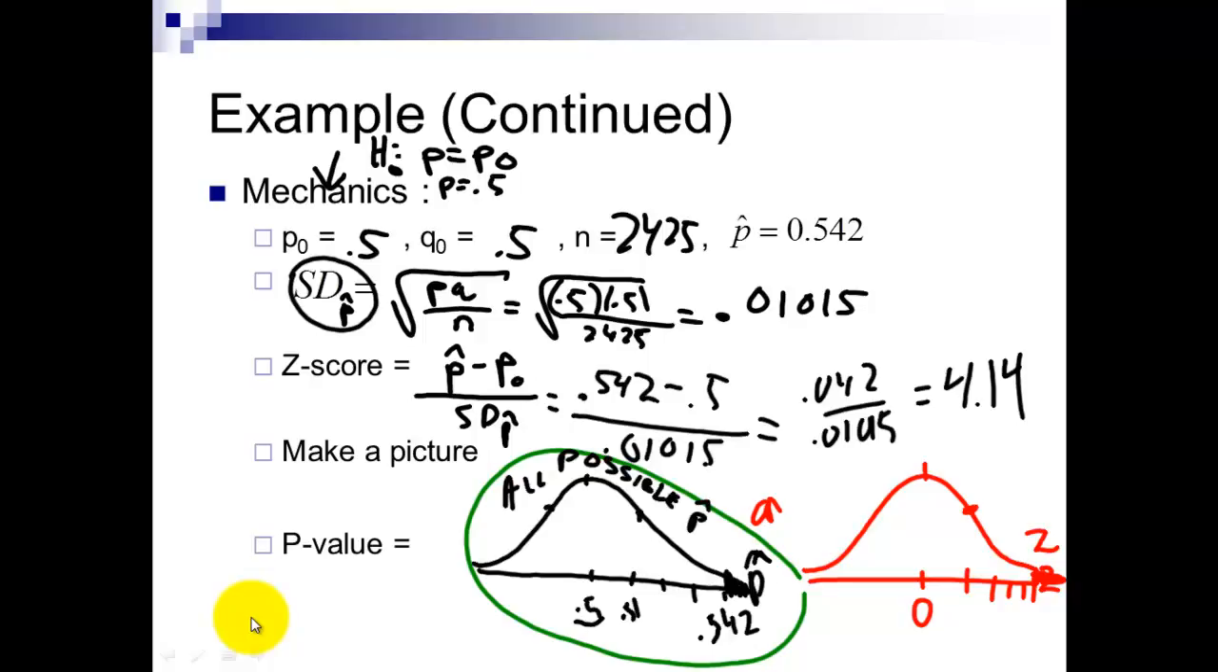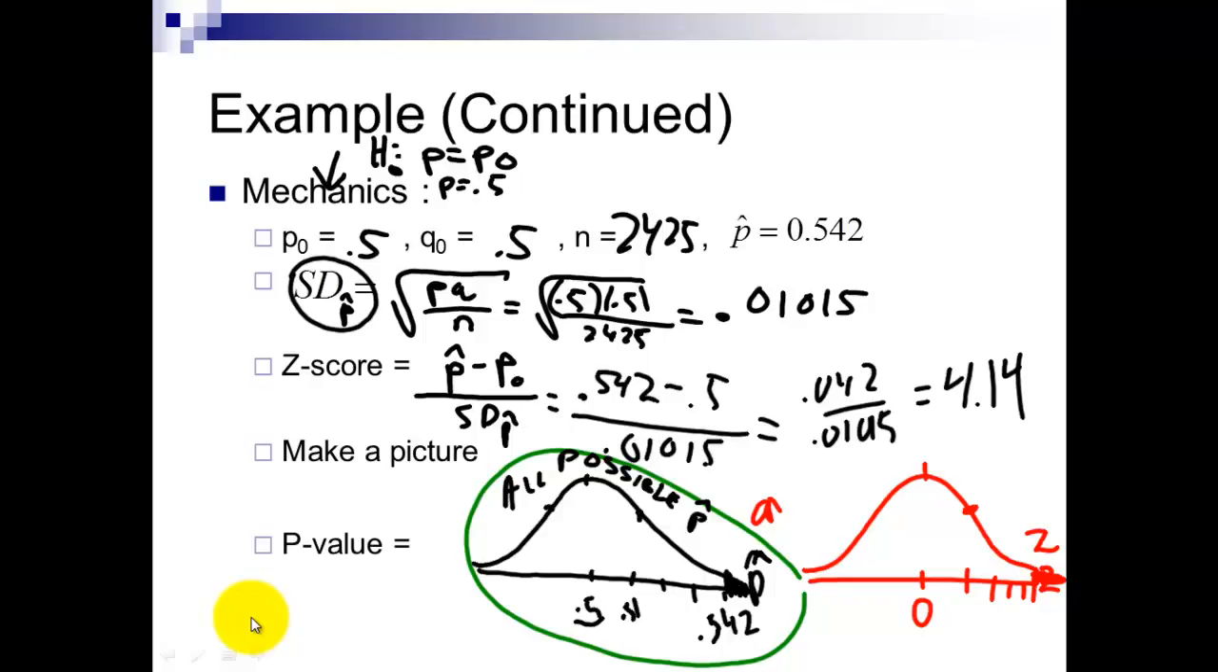And notice, we're not just looking at the probability of that one p hat. That would be 0. We look at the probability of getting that p hat or something more extreme, something further away in this direction of our alternative hypothesis, which we stated before was greater than 0.5. So what do you get for this p-value?